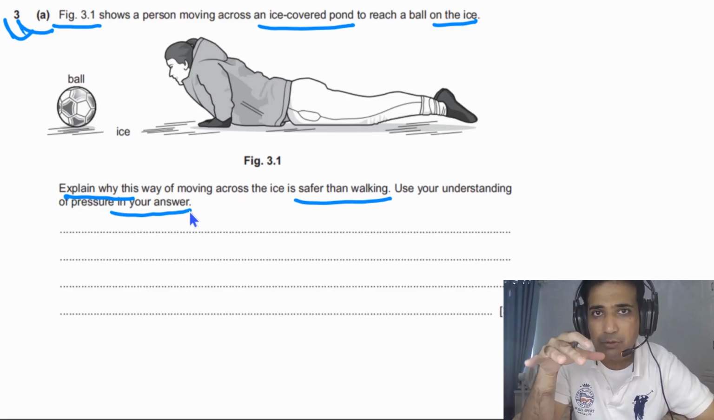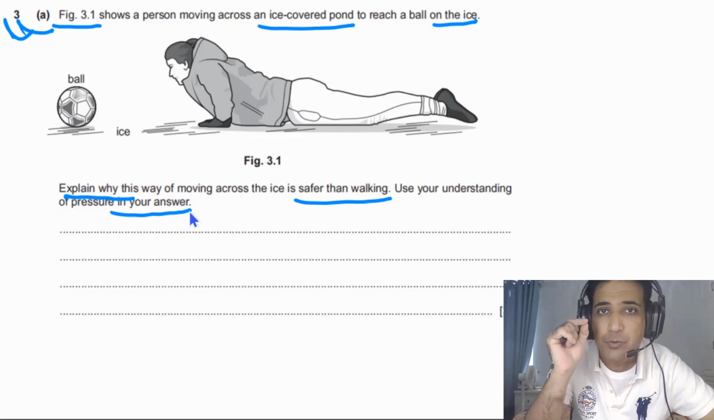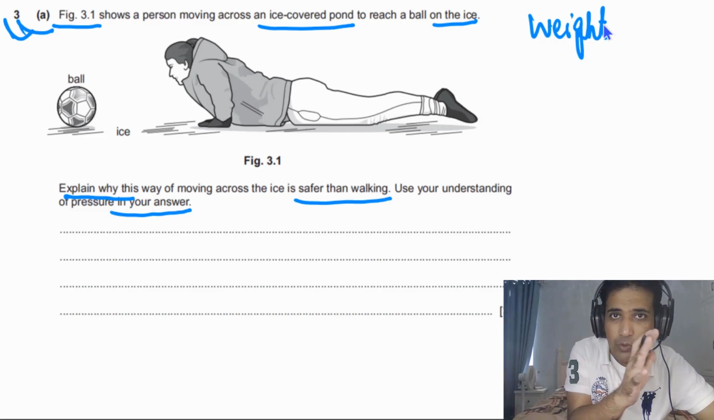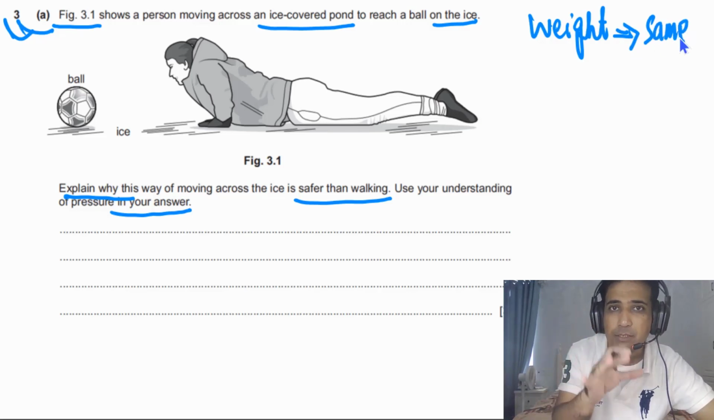This is about pressure. In order to answer this question, the first thing we need to understand is that whether the person is lying on the ice or walking on the ice, the weight of the person is the same. It means the total force exerted by the person on the ice is the same. So we can write down the first point: the weight of the person is the same. It doesn't matter whether the person is lying on the ice or walking on the ice, so the force on the ice is the same.